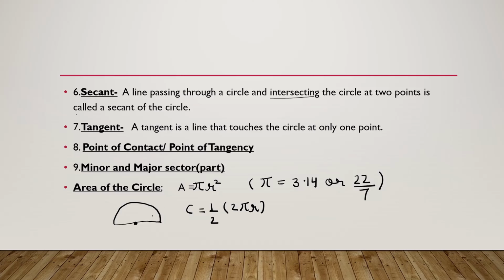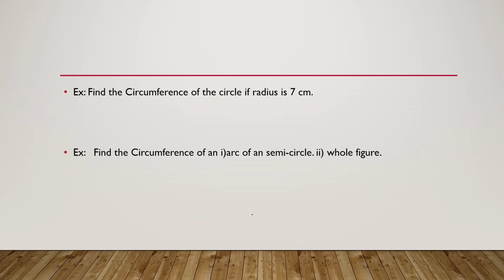So I want to tell you about the circumference. How do we calculate it for the semicircle? Semicircle is the half of the circle. In this figure you can see this is the half of the circle, and how do we calculate the circumference? Circumference equals half, because this is the half of the circle, times 2 pi r. Now we are going to do some examples so that it will be more clear to you.